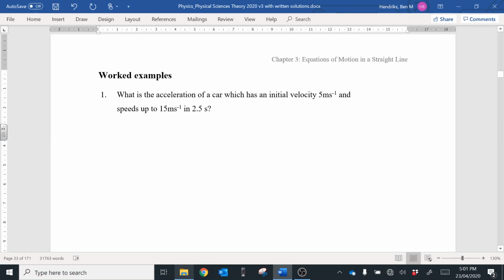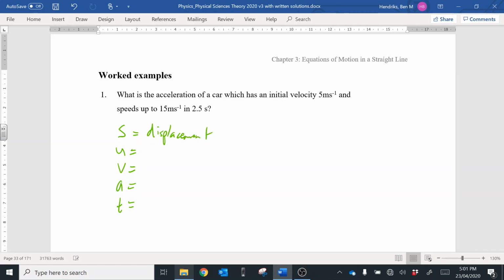Whenever I do equations of motion, I like to list what variables we know, and the way I remember which variables we're looking for is with SUVAT. So SUVAT, I write these down. So it's displacement, initial velocity, final velocity, acceleration, and time. Might write those in for you.